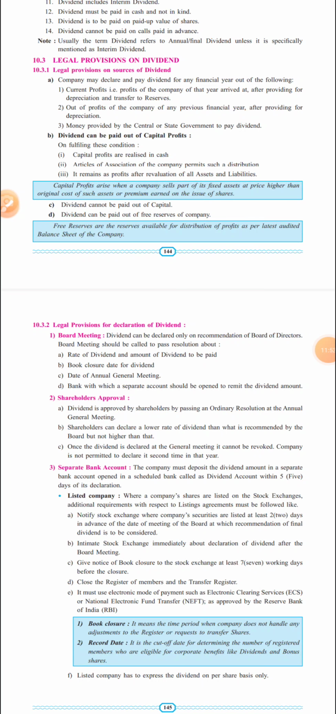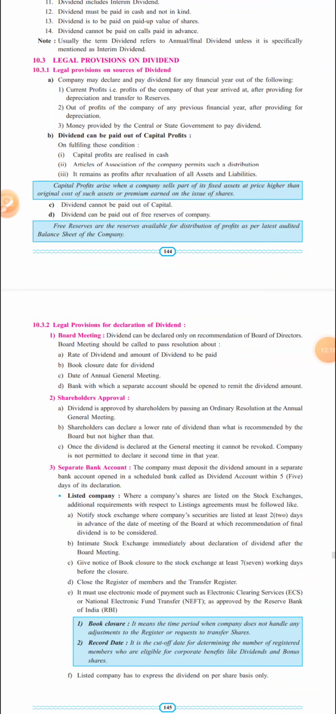Next, shareholders' approval. Dividend is approved by shareholders by passing an ordinary resolution at annual general meeting. Then what is meant by ordinary resolution? The resolution which is passed by 51% majority is known as ordinary resolution.